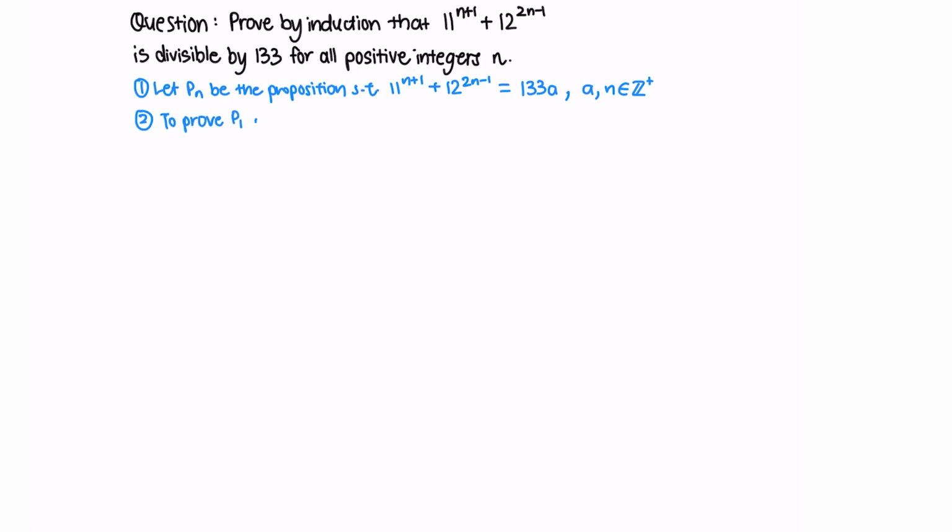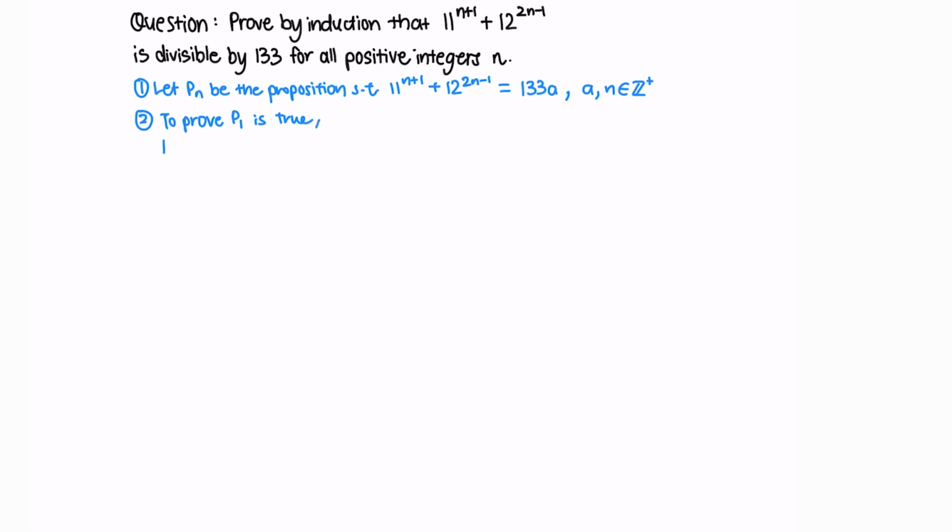So to prove P1 is true, in this case, again, since it's all positive integers n, we take it that P1 is the base case. But for another question, maybe they could do n is more than 2, and you may have to prove that P3 is true as your base case. So don't take it for granted that you'll be proving P1 is true every single time.